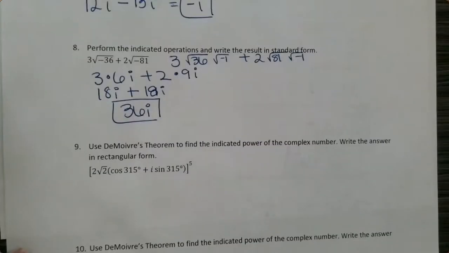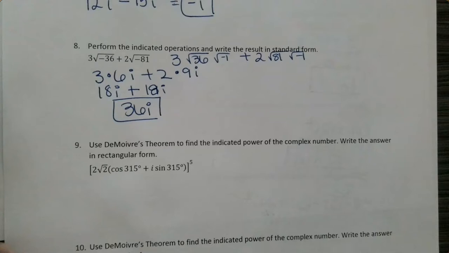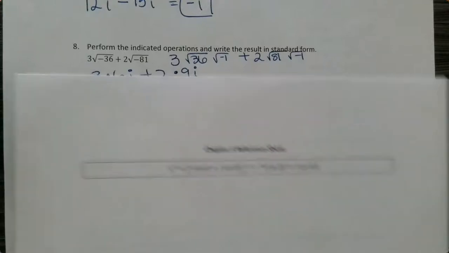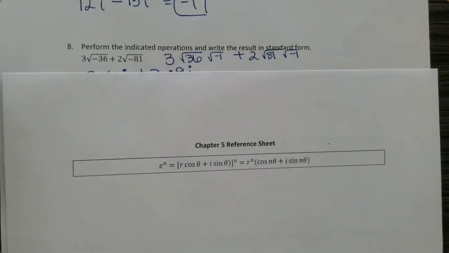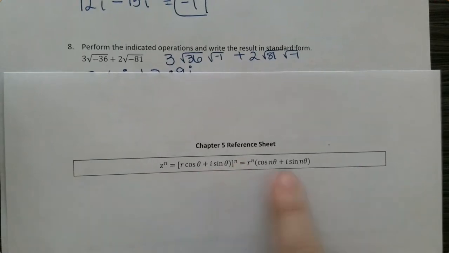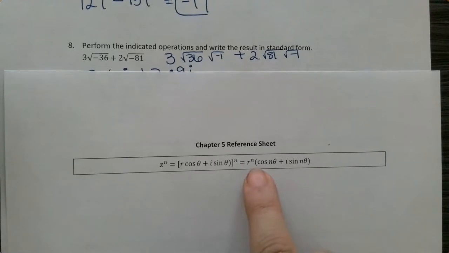So number 9 wants me to use De Moivre's theorem to find the indicated power of a complex number and then write my answer in rectangular form. This is the only formula that you have on the reference sheet for this test. So this is if I have z to an n power. It's the same thing as the polar coordinate raised to the n power. And then I would take the r, put it to the n power, and then multiply by cosine n times my angle measure plus i sine n times my angle measure.